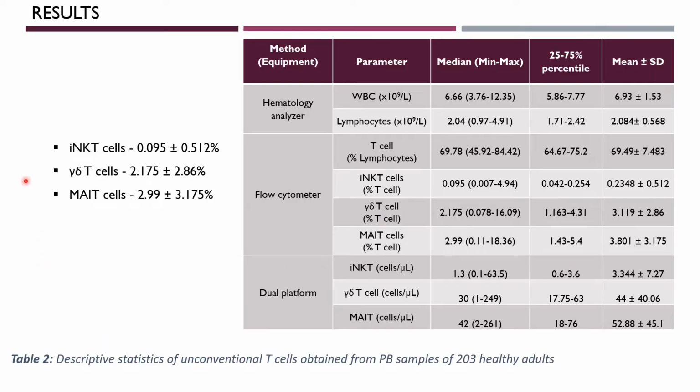As a result, you can see the iNKT cells are very low in the total T cell population, at 0.095%. Gamma delta T cells are 2.175%, and the MAIT cells are only 2.99%. The descriptive statistics of the unconventional T cells you can see in this table.